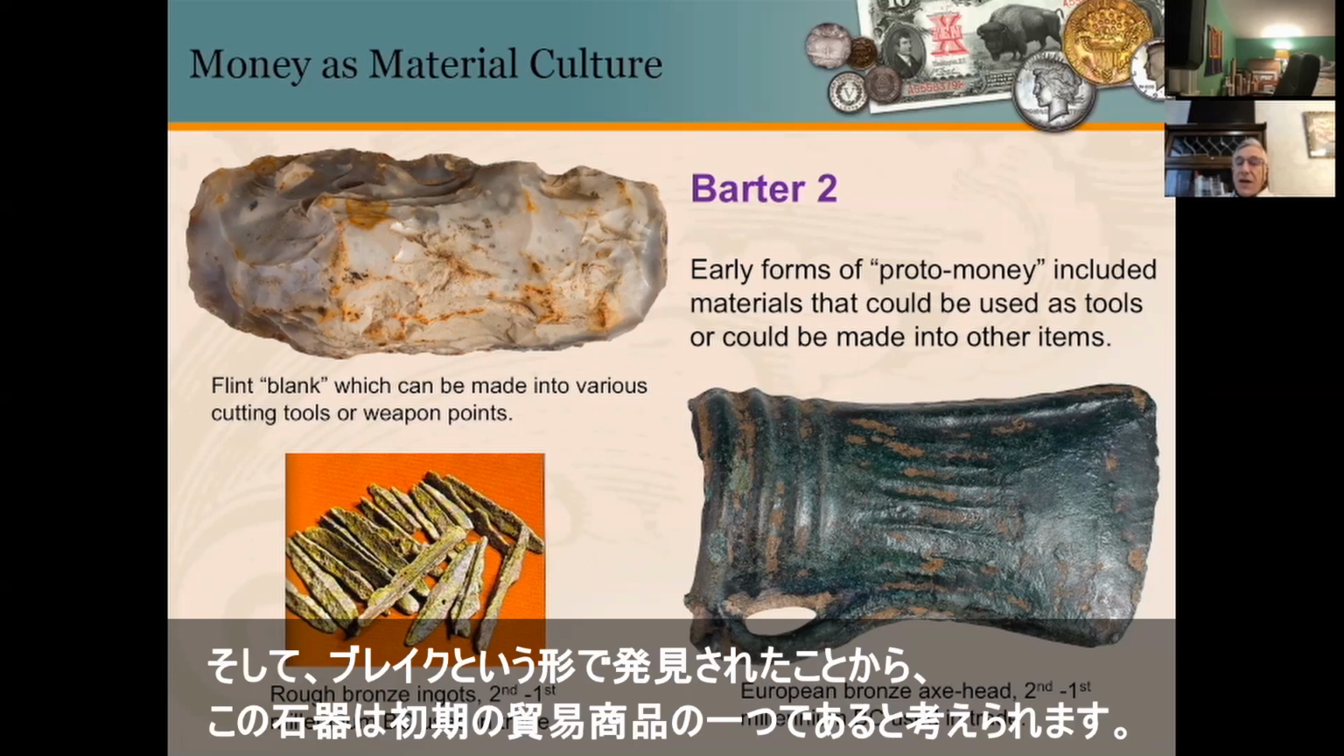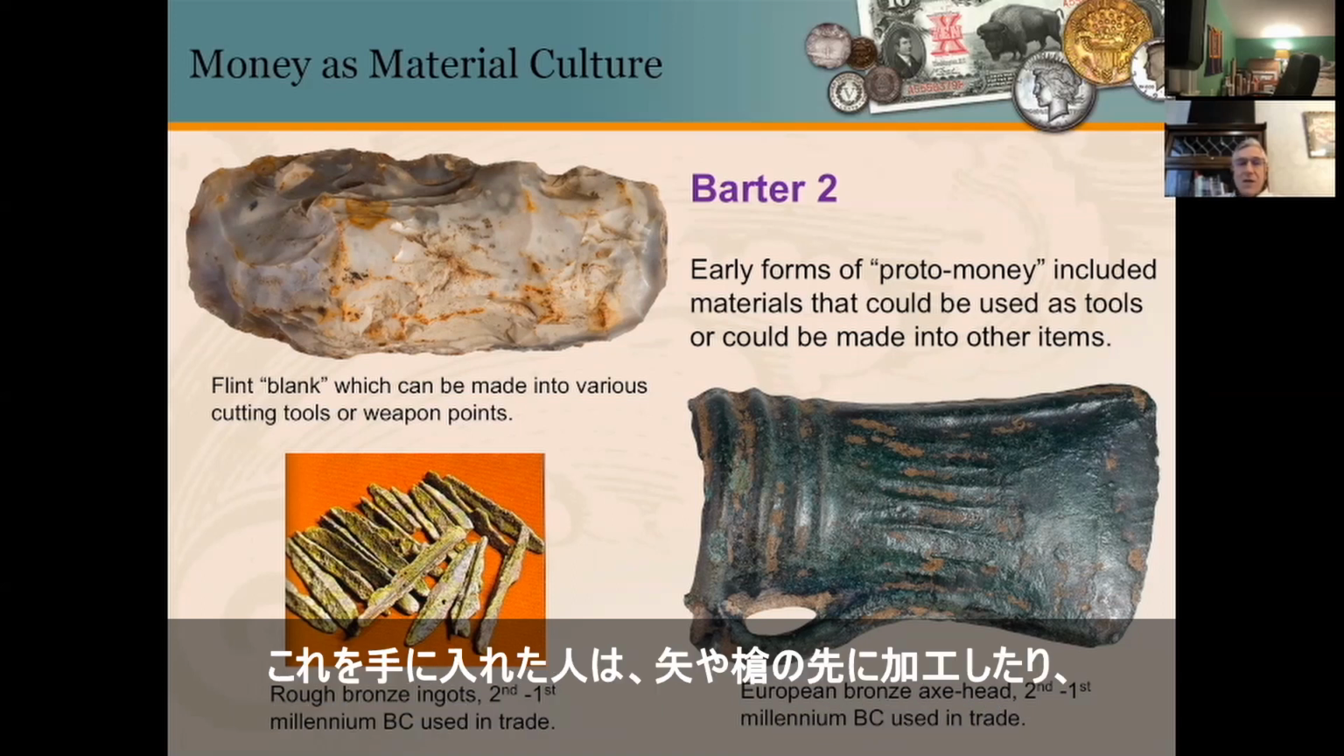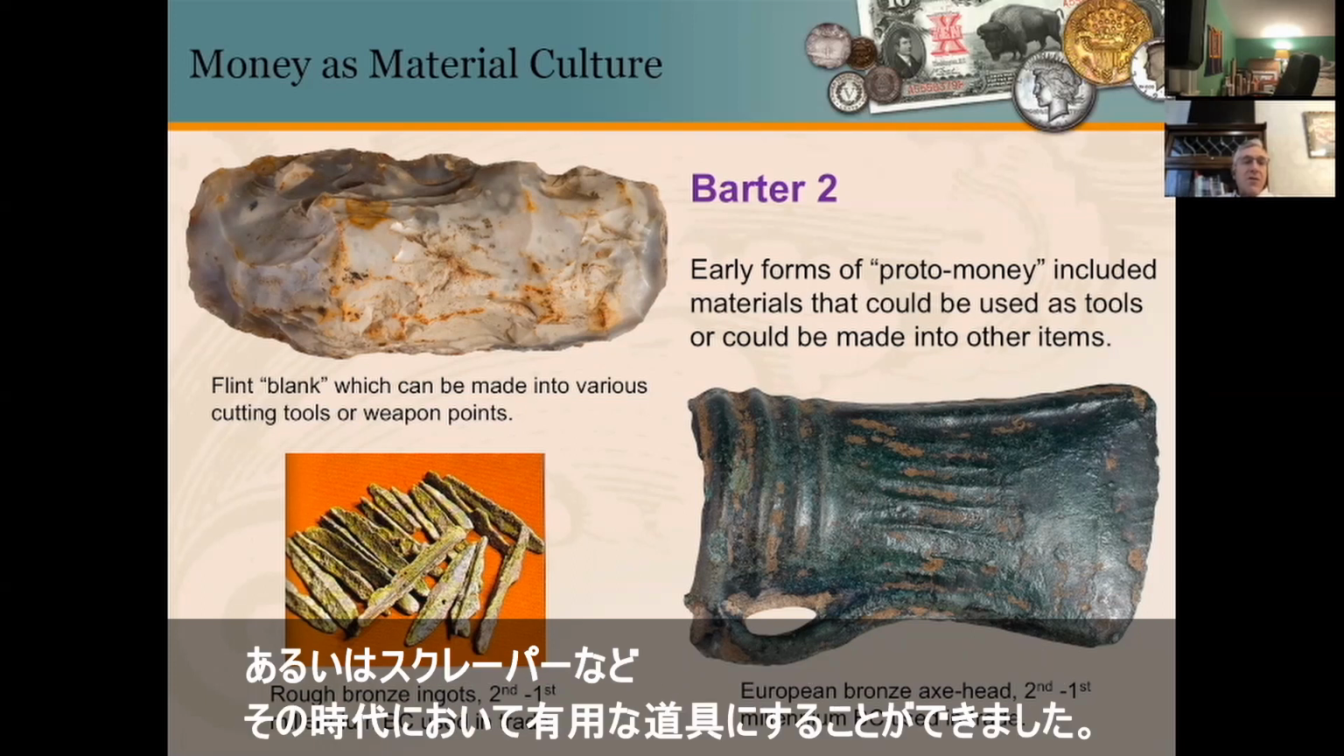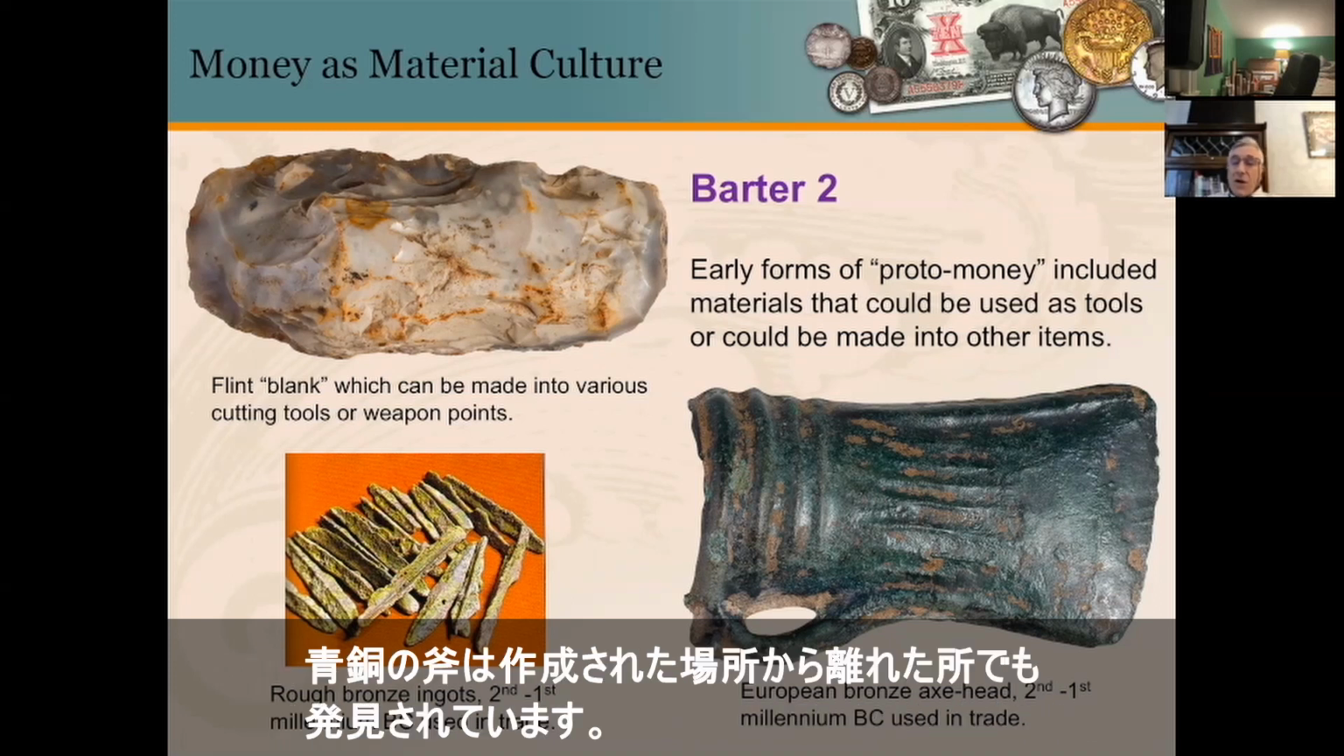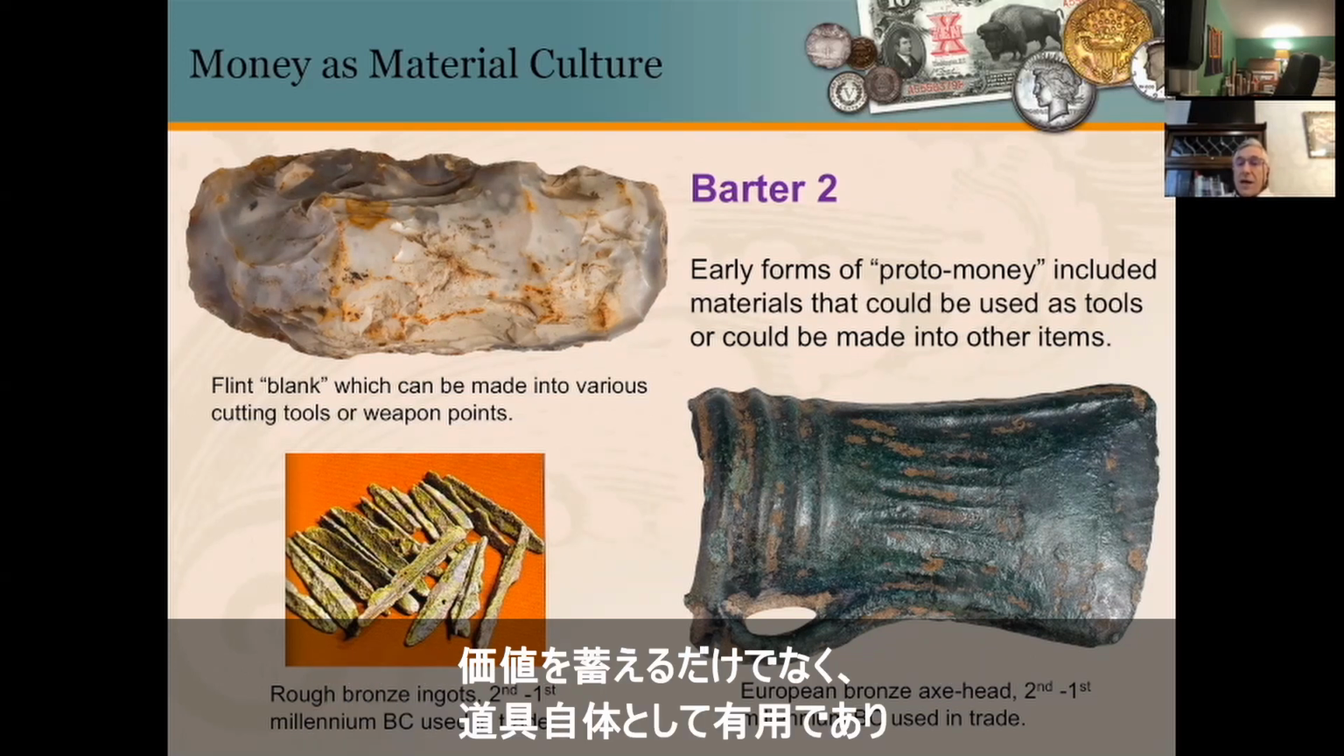This, along with the fact that they are found in blank form, suggests that they are among the earliest trade commodities. Once somebody received this, they could choose to make it into a point, arrow or spear point, or perhaps a scraper or some other tool that was useful at the time. Bronze axes are also found in areas far from where they were originally made. Not only could they be a store of value, but they were useful in themselves as tools.